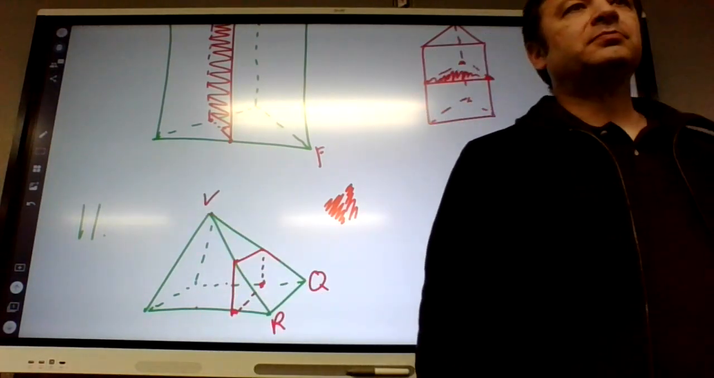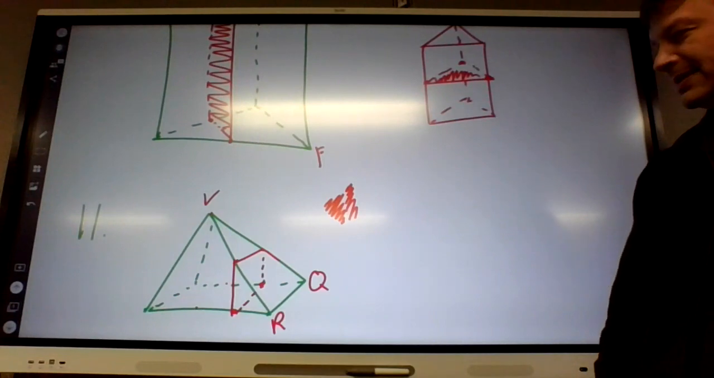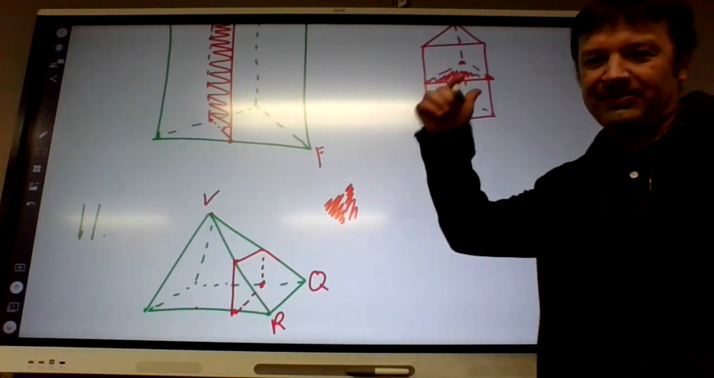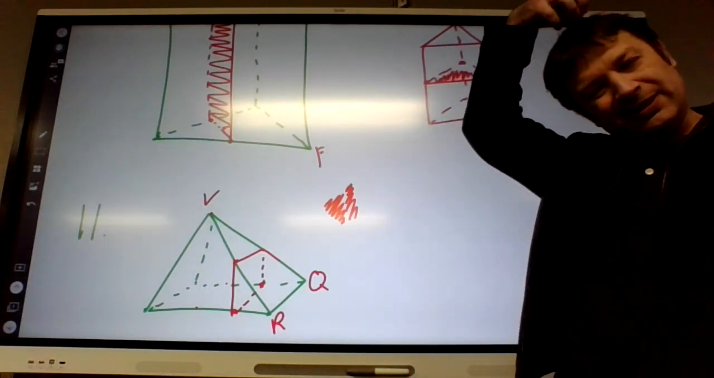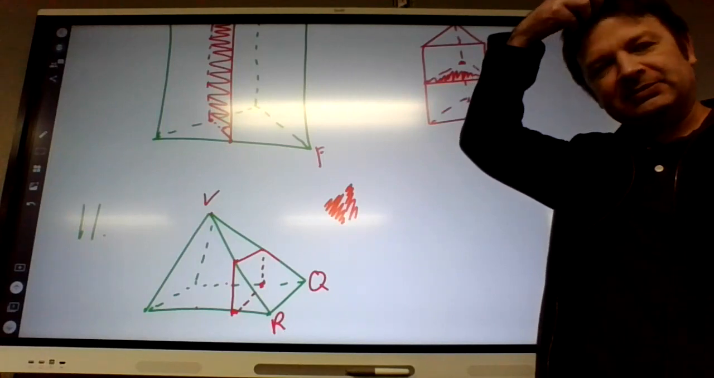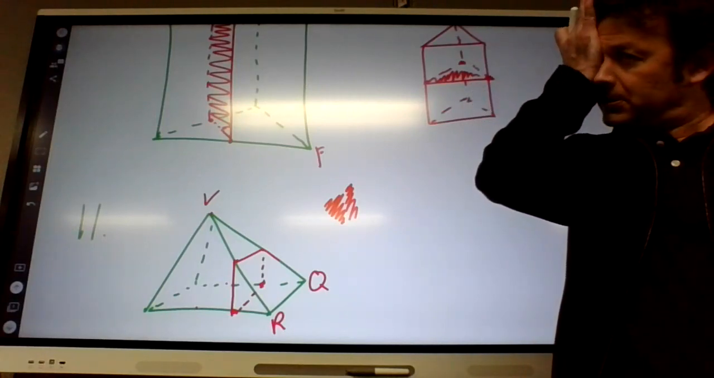Imagine you have a hollow triangle pyramid and you have a square chip, and then you put the chip in the pyramid. Not everybody can imagine 3D very well. I can imagine it pretty well. I am 3D.